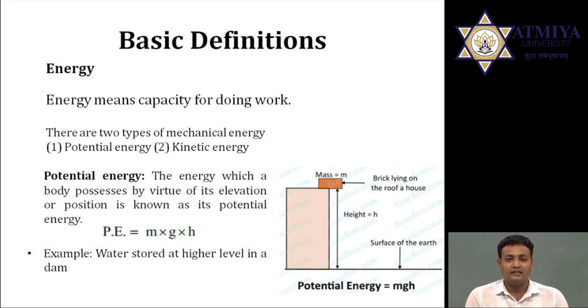Potential energy PE is equal to m into g into h, mass into gravitational acceleration into height. It is directly proportional to height. If the height changes, the potential energy will also change.